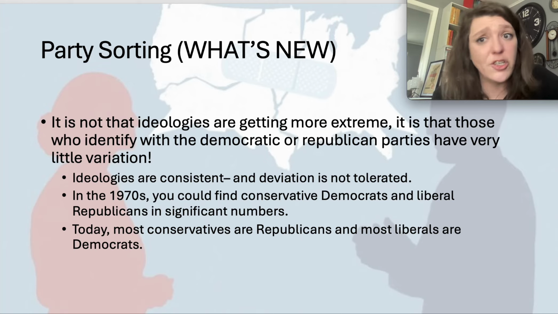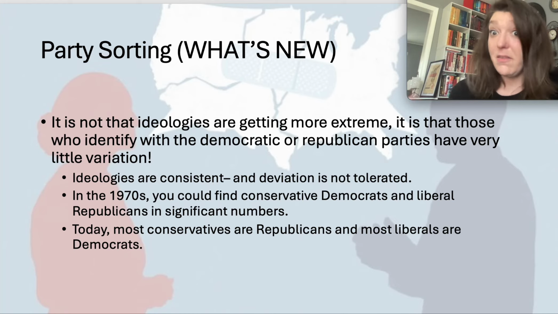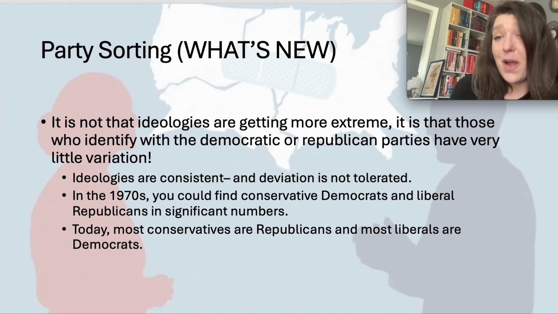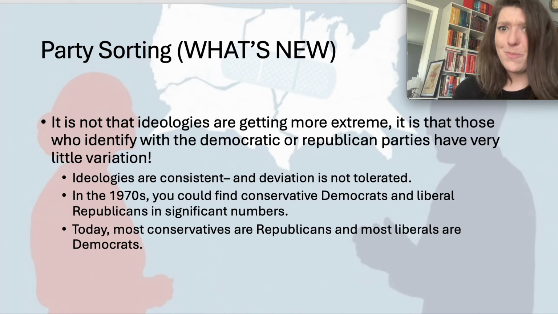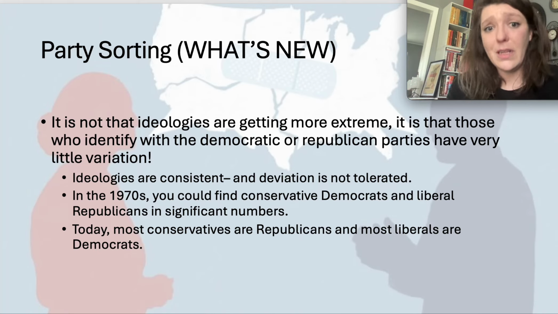So this is Joe Manchin and Liz Cheney. They deviated from these consistent ideologies, and this was not something that became politically viable. In the 1970s, conservative Democrats existed. Liberal Republicans existed. This is, I'm fiscally conservative and socially liberal. Like, those were everywhere.